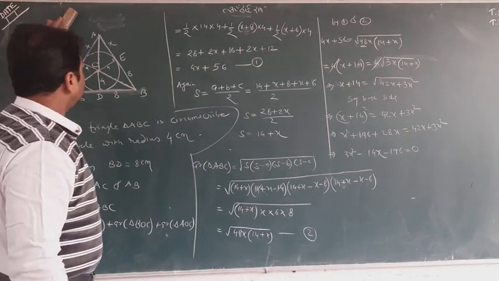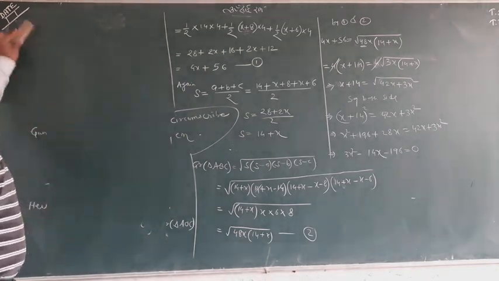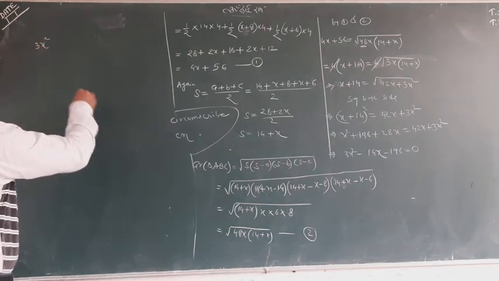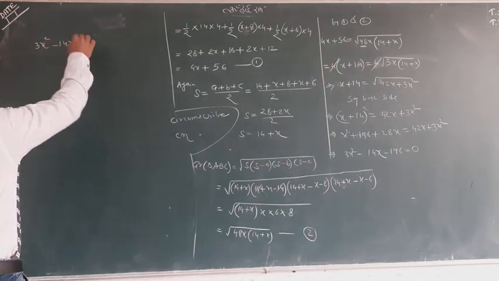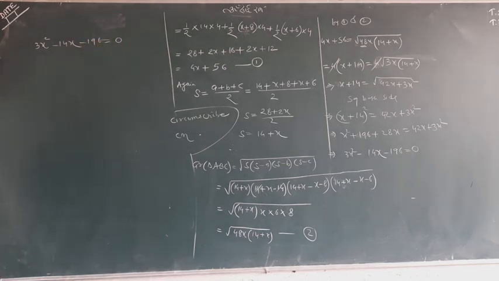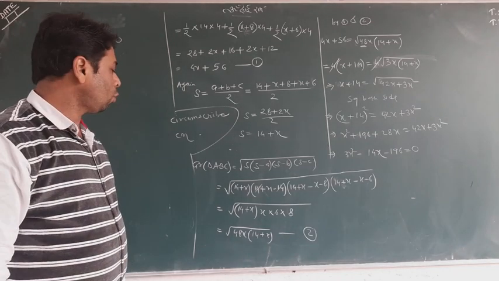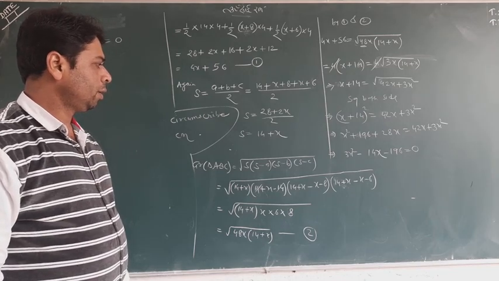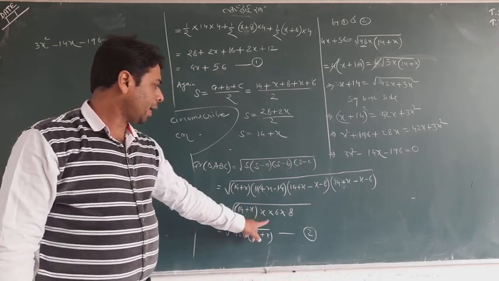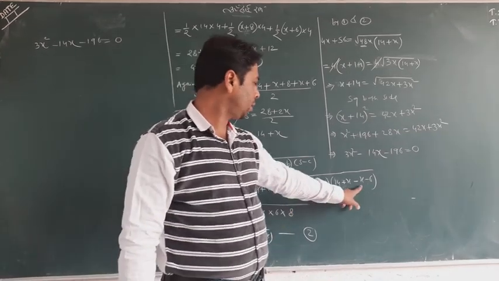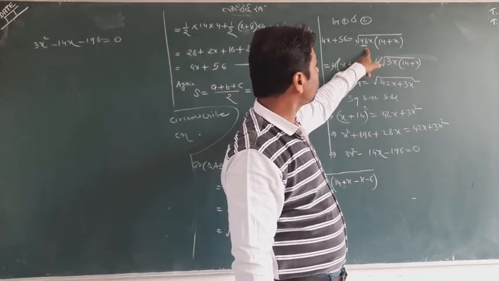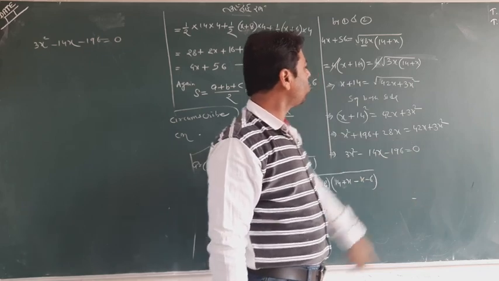Let me write this portion again. Hope everything is right. We want to find 3x square minus 14x minus 196 is equal to 0. This is your quadratic equation. Now we can solve the question. Let me check it again. I think everything is fine. This is x, this is 6, and this is 8. 8 sixes are 48. That 48 I have written, 16 threes are 48. 3x and 14. Okay, everything is fine.